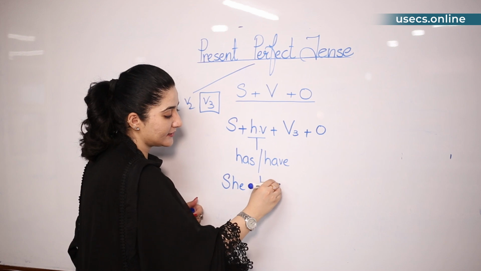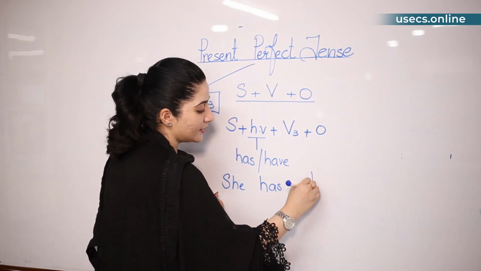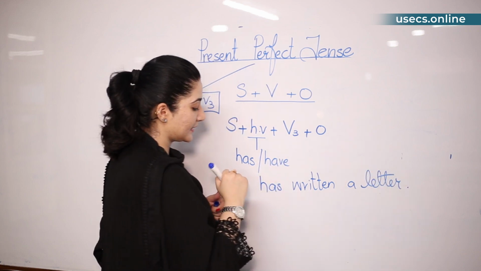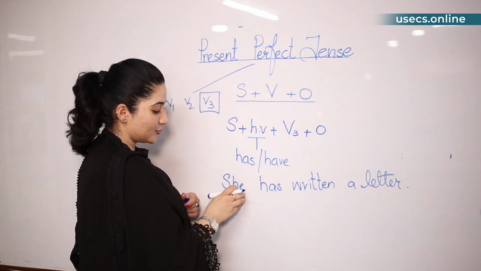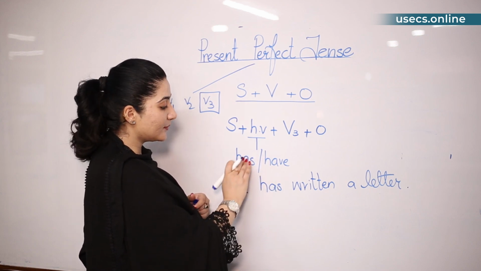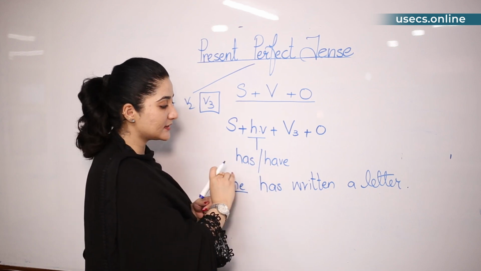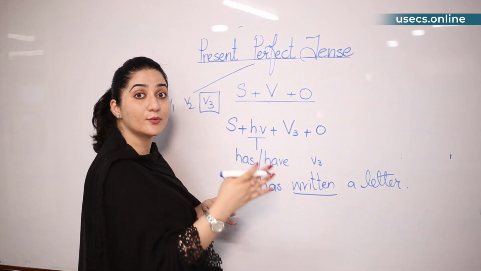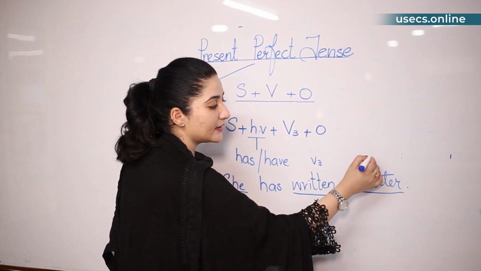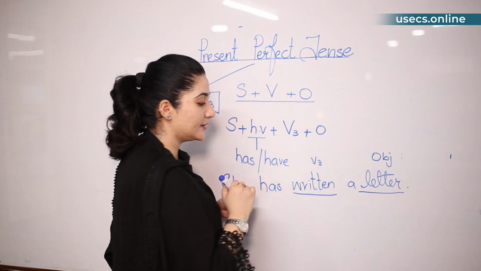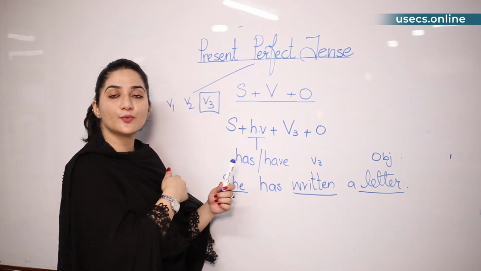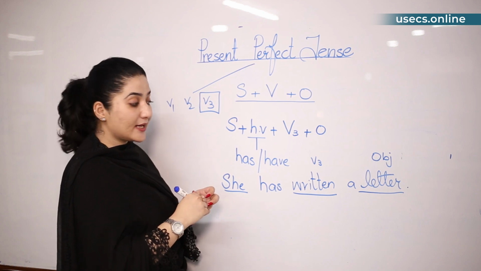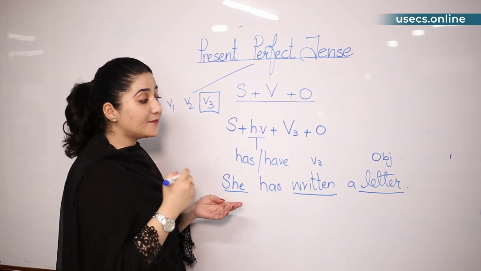She has written a letter. She is a subject. Has is the helping verb that we have used in the present perfect tense. Written is a form of verb and it's a third form of verb. Write, wrote, written. And a letter is an object. Alright? There is always one confusion with the students कि has कहाँ पे use होगा और have कहाँ पे use होगा. And when they are using it with the pronoun, there is always a confusion for all the students.